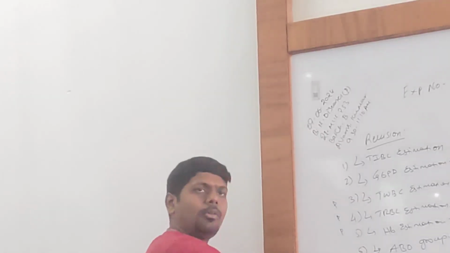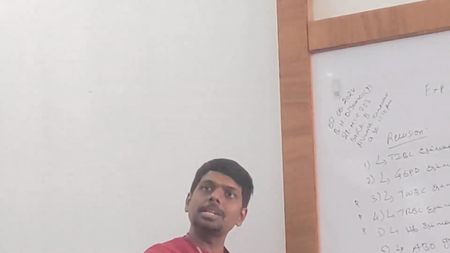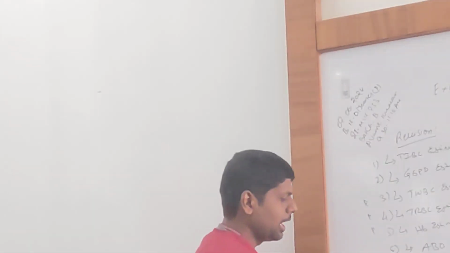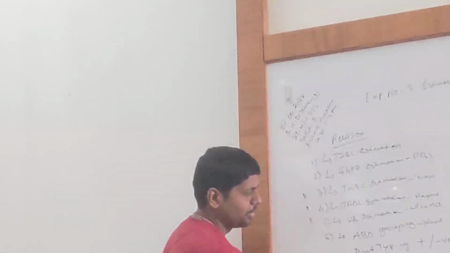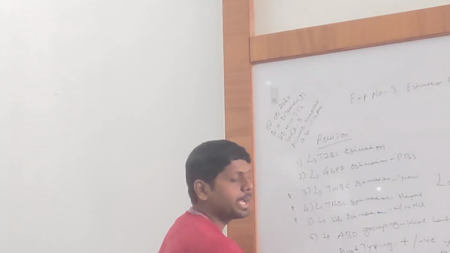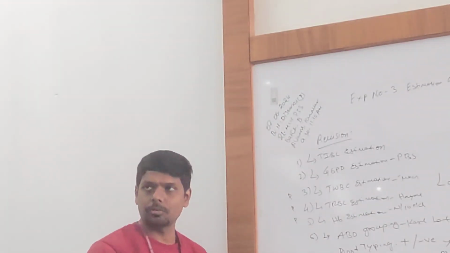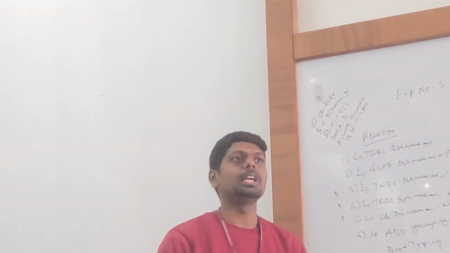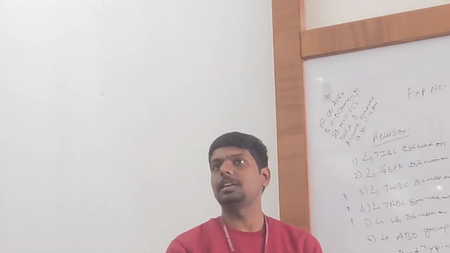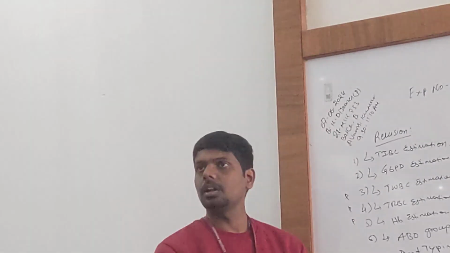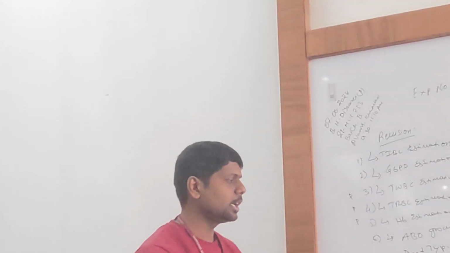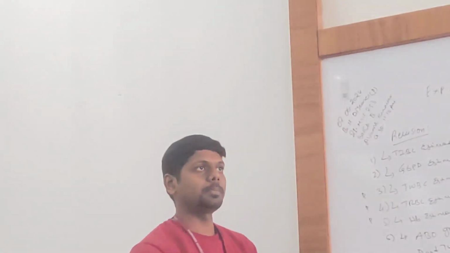Now all four groups have both positive and negative groupings. A positive, A negative, B positive, B negative, AB positive, AB negative, O positive and O negative. Total eight groups of blood. So there are totally eight types of blood groups present in humans. So you understood this concept.